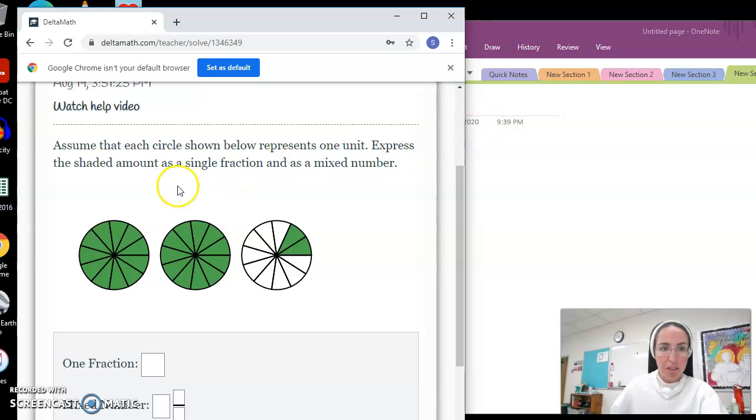So for example, I have these circles. I have two whole circles and then a fraction of another circle. So I can express it both as a mixed number, which means two wholes and a little bit of another part, or as one fraction, where I look at it as just a bunch of parts.